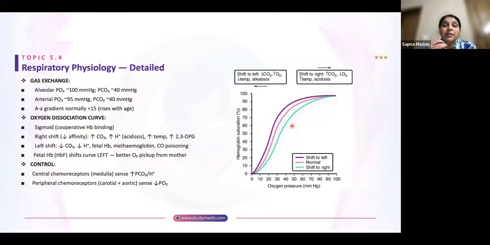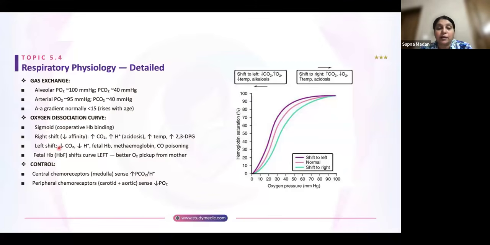So the right shift means it has reduced affinity for oxygen. Okay, reduced affinity for oxygen. And these are the conditions where it will move to the right. If the 2,3-DPG is increased, temperature is increased, there is acidosis, and there is reduction of oxygen. So it is happening in the peripheral tissues or the organs.